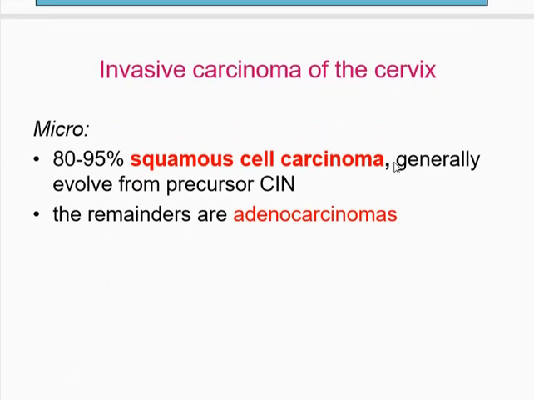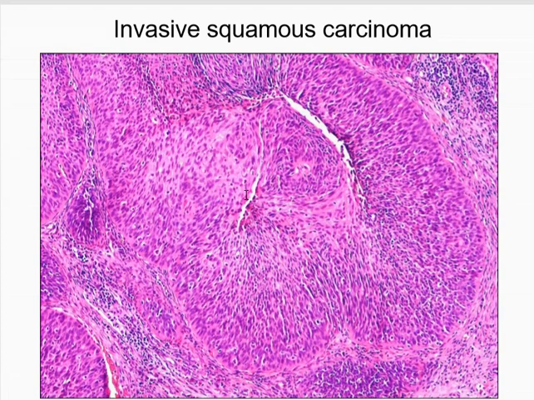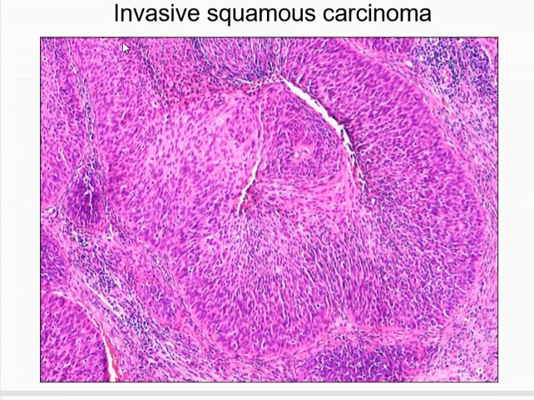Most tumors of the cervix, most carcinomas, are squamous cell carcinomas, and they generally evolve from CIN lesions. The remaining are adenocarcinomas, which also have a precursor, adenocarcinoma in situ. These are less common, but all are associated with HPV infection. This is an invasive squamous cell carcinoma, which is non-keratinizing, but sometimes keratinization may also occur.